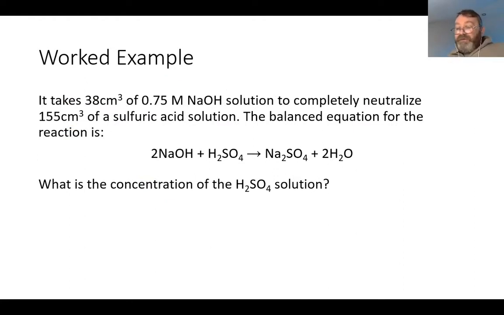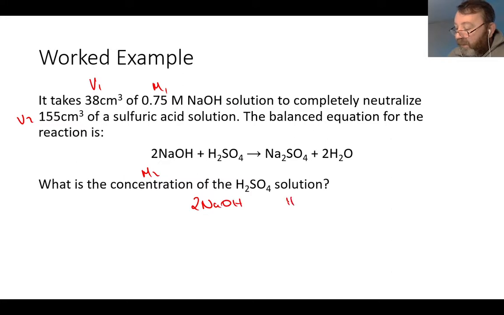It takes 38 centimeters cubed of a 0.75 molar solution of NaOH to completely neutralize 155 centimeters cubed of a sulfuric acid solution. The balanced equation for the reaction is as given, and what is the concentration of the H2SO4 solution? Again, do you notice? V1, M1 over here, V2, M2. So what are we reacting?